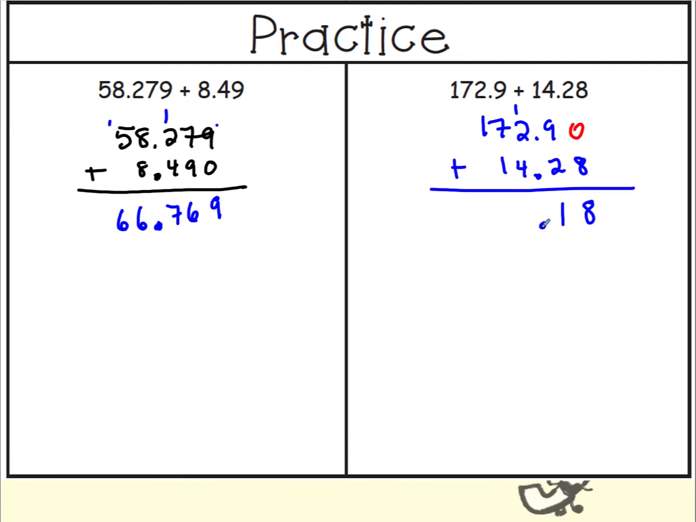1 plus 2 plus 4 is 7. 7 and 1 is 8. 1 plus nothing is 1. So I got 187 and 18 hundredths. And again, 172 plus 14 is about 186. So it's pretty close. It's just that I'm adding 0.9 to 28 hundredths.